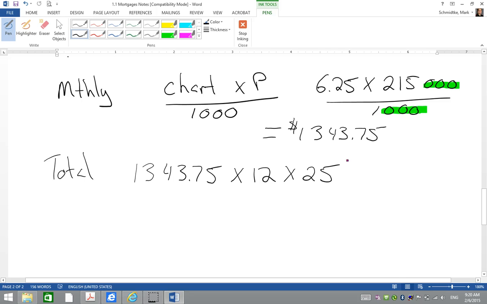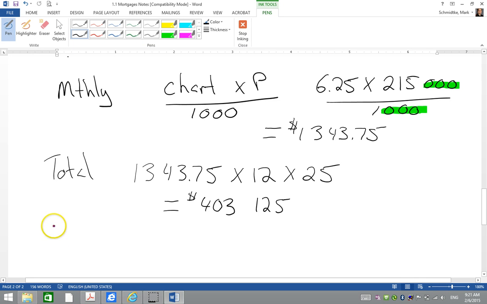So again, it's all multiplication. Let's just pull out our calculators and pull straight through. 1343.75 times 12 times 25. We're going to pay the bank $403,125. So $403,125 is the amount we'll pay the bank back over the course of these 25 years. So we borrowed $215,000, we're paying back $403,000. We're almost doubling in our total paid.